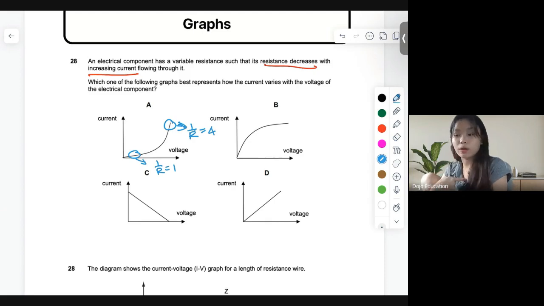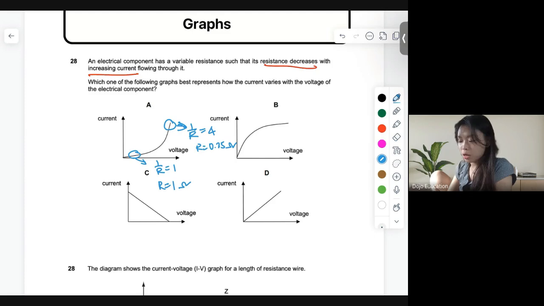So what happened to my resistance? My resistance will be 0.25, right? Because I flip it. I need to flip my 1 over R to find my R. So my R is 0.25. And for this part, I also flip it. Then my R is 1. So do you realize, actually, even though the graph is getting steeper, what happened to my resistance? My resistance actually decreases.